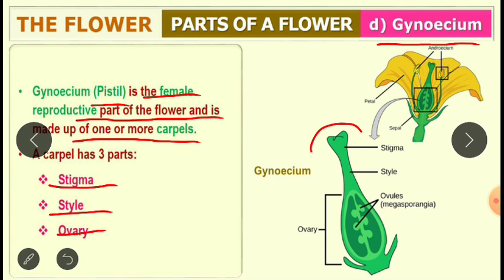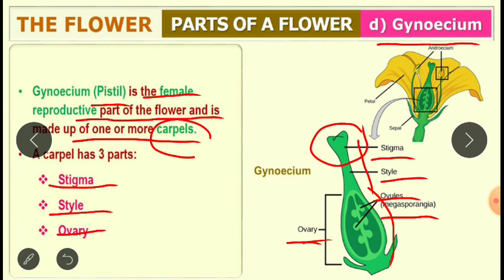The top portion, where the pollen grains from the male attach, is known as the stigma. The tube-like structure is called the style, and the lower portion which consists of the ovules is called the ovary. Within the ovary, the ovules, or megasporangia, are present. In this manner, one stigma, one style and one ovary together make a carpel, and such carpels make up your gynoecium.